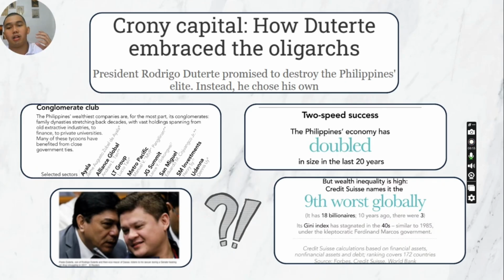Rather than reducing oligarchic power, that administration transferred influence to new circles of allies. It creates deep implications for the Philippines' development. The development within the Philippines is slow. Well, yes, as you can see, the two-speed success, the economy has doubled 30 years ago, but the development, of course, is still lagging.